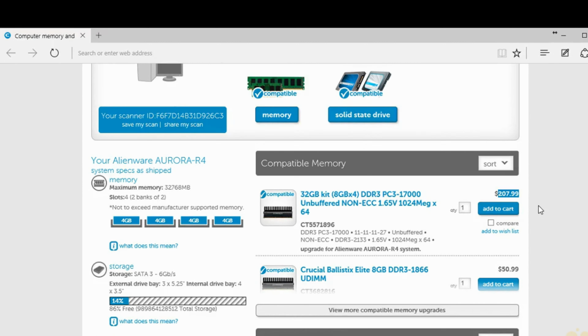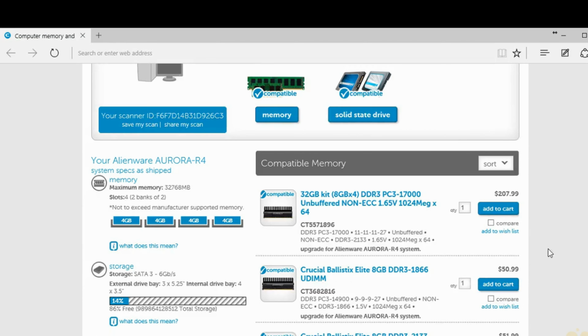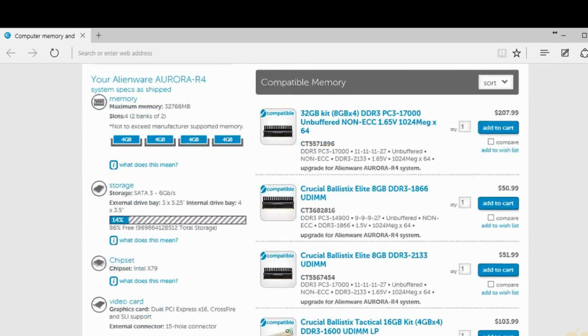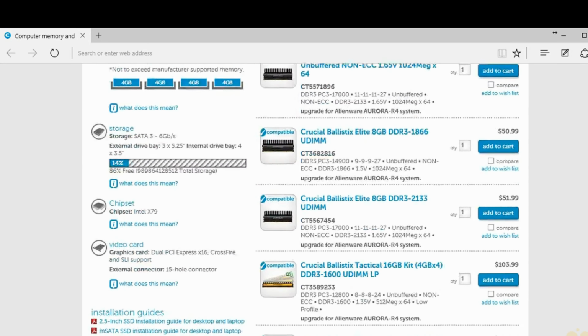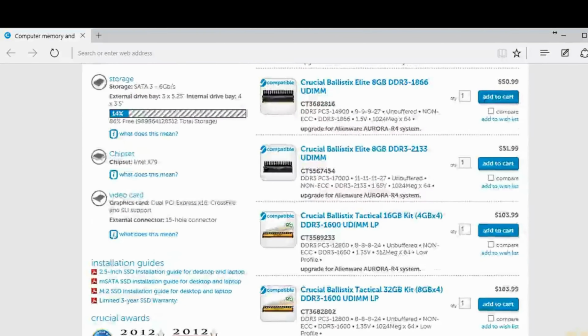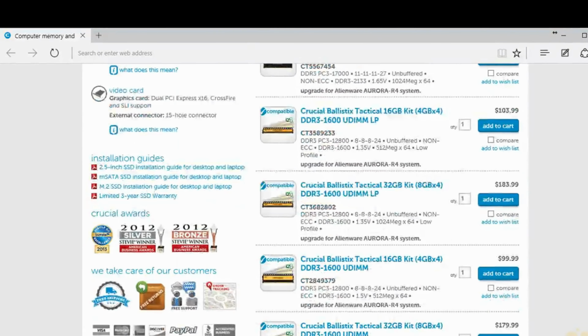It's $207 in order to get 4 8 gigabyte DDR3 PC3-17000 unbuffered non-ECC 1.65 volts 1024 meg by 64, and we'll discuss what all of these terms mean here in this particular nugget. But the important thing is there are many compatible memory upgrades that we could utilize in this machine. So look at, there's various configurations here at various prices.